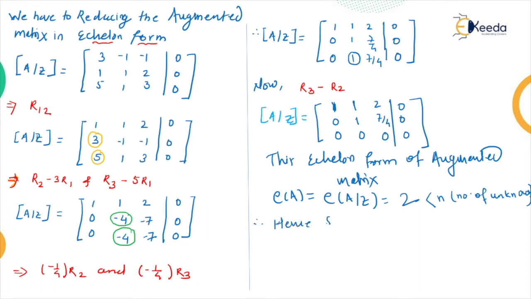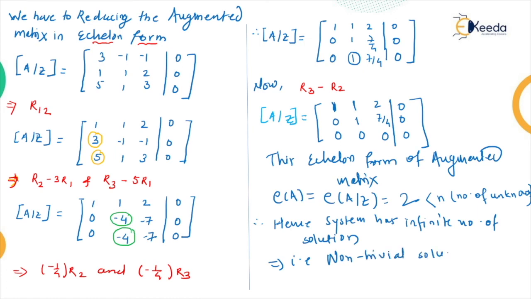Hence the system has infinite number of solutions. That is, the system contains a non-trivial solution. So this is what we conclude about the solution: the system contains infinite solutions, meaning non-trivial solutions. Now let's see how to find the non-trivial solution.